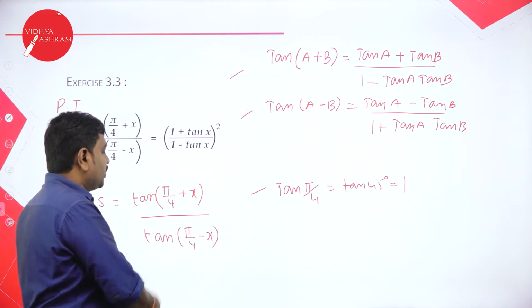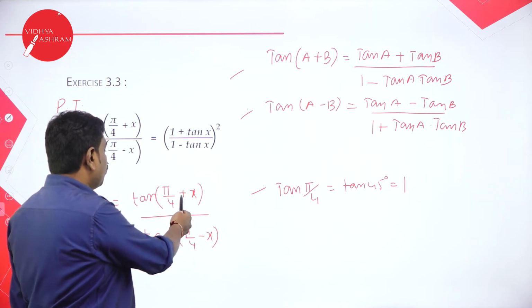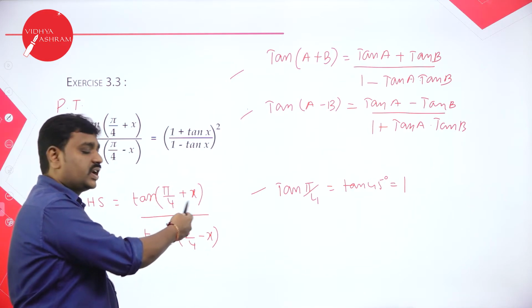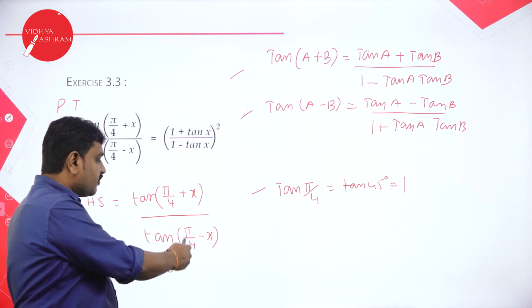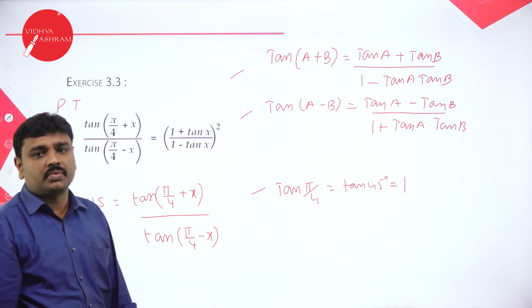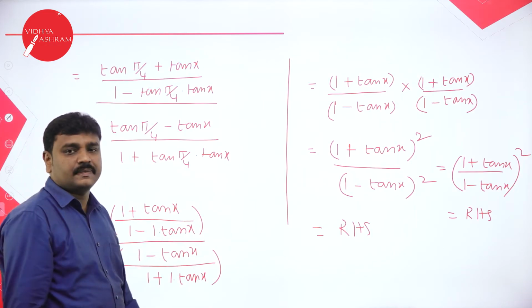Take LHS, plain and simple. The numerator is in the form of tan of a plus b. So tan of pi by 4 plus x is tan pi by 4 plus tan x by 1 minus tan pi by 4 into tan x. The denominator is in tan of a minus b format. The denominator is tan of pi by 4 minus x. You can write it as tan pi by 4 minus tan x by 1 plus tan pi by 4 into tan x. Simplify this, you will get the RHS.